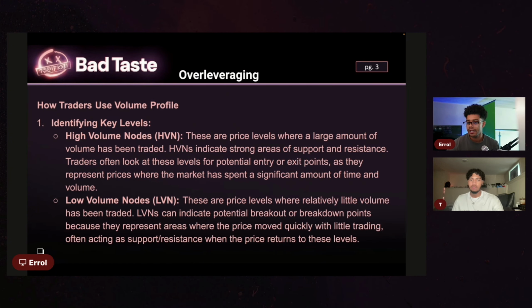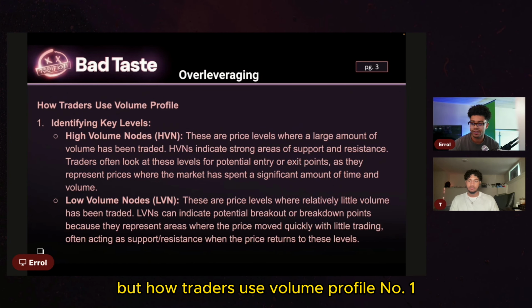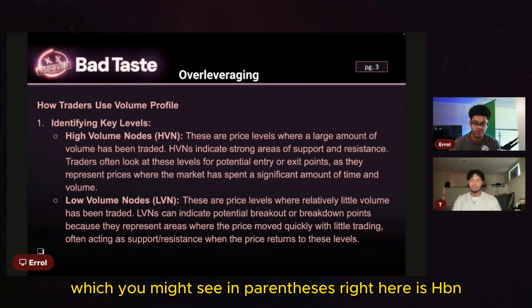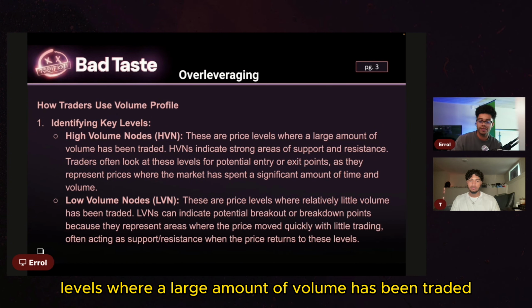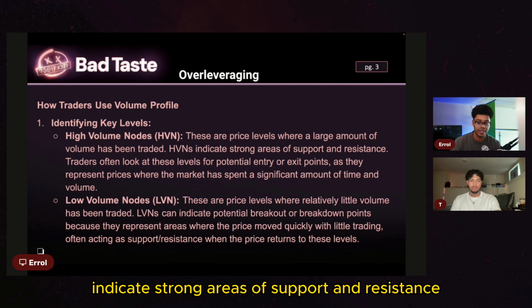So number 2, how traders use volume profile. I meant to change the title here. Number 1, to identify key levels. We have high volume nodes, which you might see in parentheses right here as HVN, abbreviated that way. These are price levels where a large amount of volume has been traded. HVNs, high volume nodes, indicate strong areas of support and resistance.